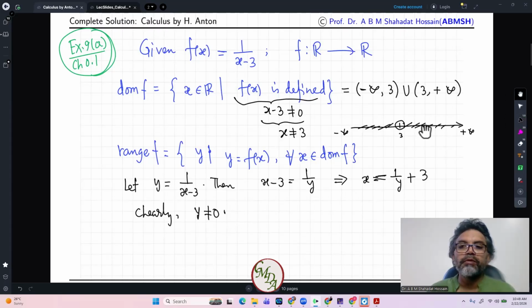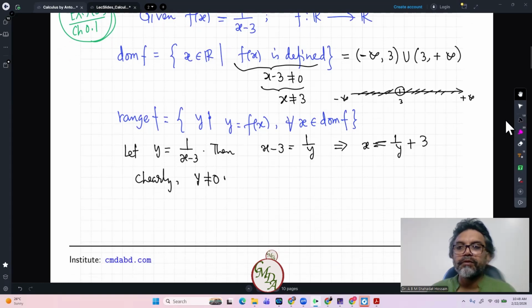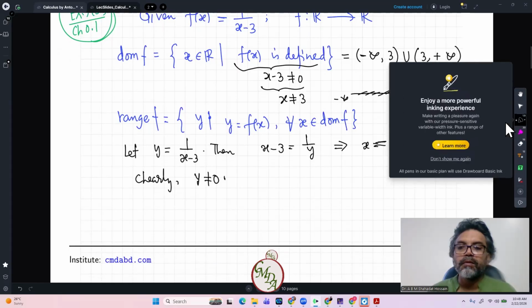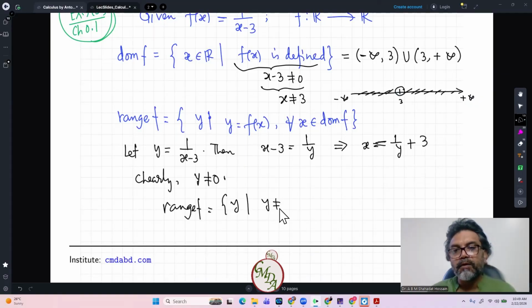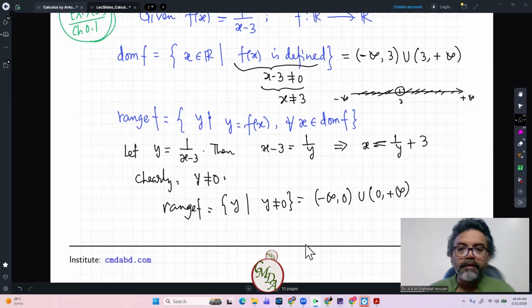So based on these definitions, the range is the set of all y such that y cannot be equal to 0, and we can write this in interval notation as minus infinity to 0, union 0 to plus infinity. I hope this helps. Okay, next problem. We move to the next problem.